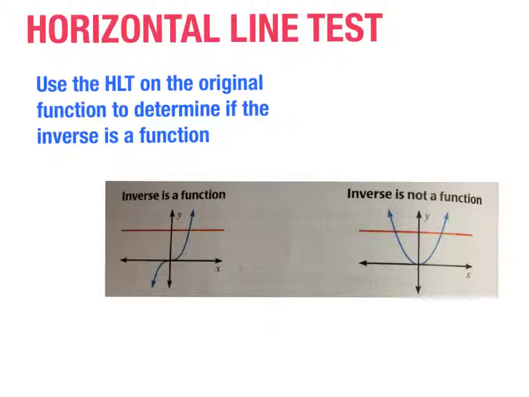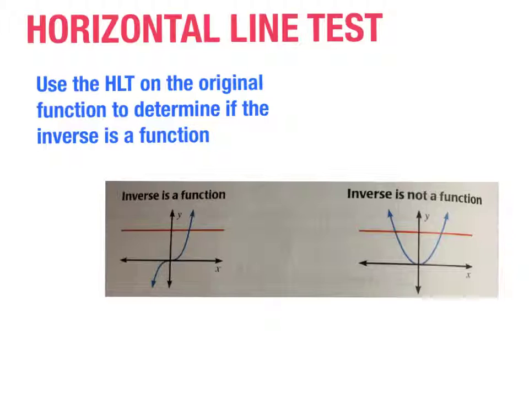So this is the horizontal line test. We can use it on our original functions to determine if the inverse is going to be a function. So in both of these examples, we have functions. This is a function, this is a cube function, this is a quadratic function. Right? Just the same way that you use the vertical line test on your original function to test if it's a function, we use the horizontal line test to see if its inverse will be a function.